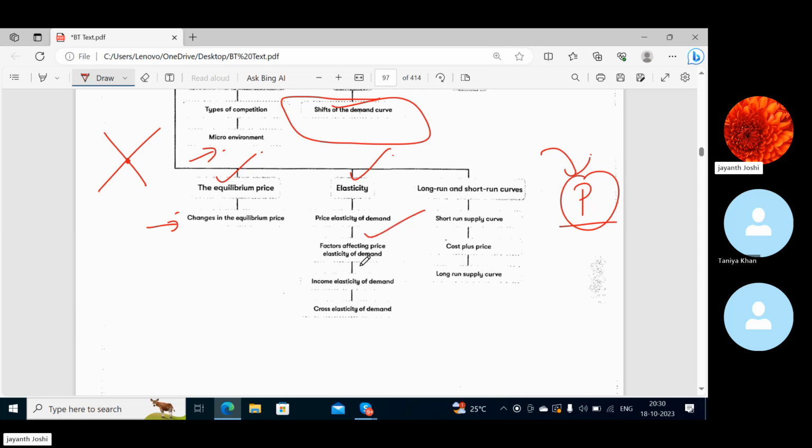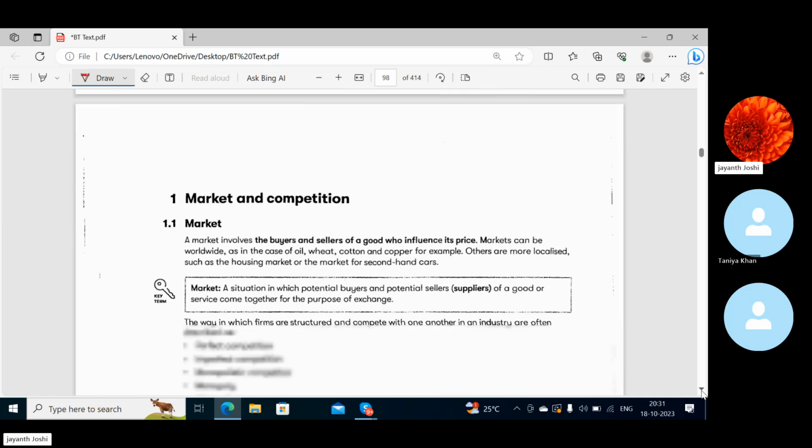Then we are going to see it is not only the price which can have an impact on demand, it is the income as well. So how the changes in income can have an impact on demand, and how changes in the price of one product can have an impact on the demand for another product. Okay, so substitutes we are going to see there. Then we are going to see the supply curve in the long run and short run, how they behave, then cost plus price and the long run supply curve. So this was an overview of the chapter. Now let's dig deeper into this chapter.